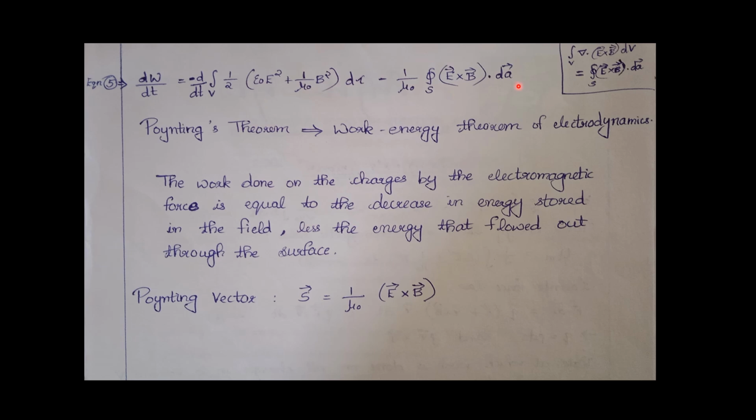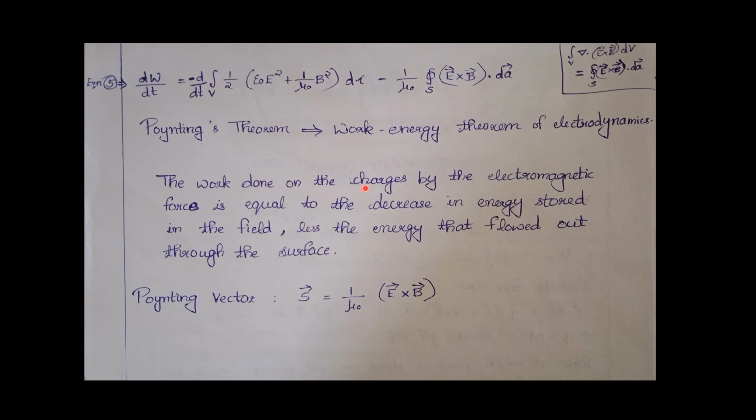It is also known as the work-energy theorem of electrodynamics. The Poynting theorem states that the work done on the charges by the electromagnetic force is equal to the decrease in energy stored in the field plus the energy that flowed out through the surface. We can get this statement from this equation.